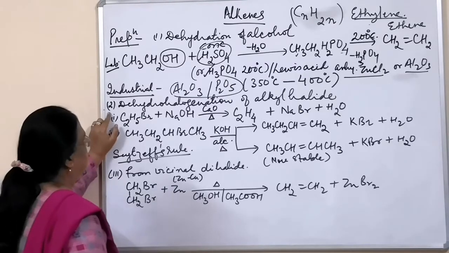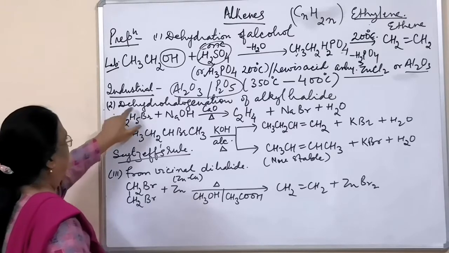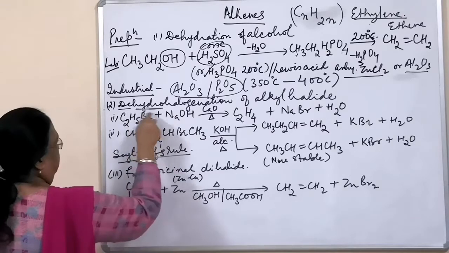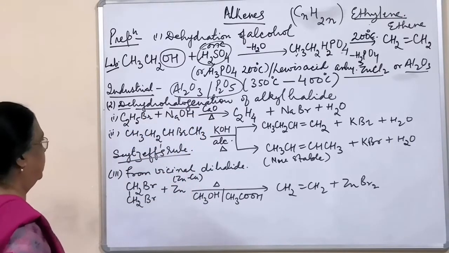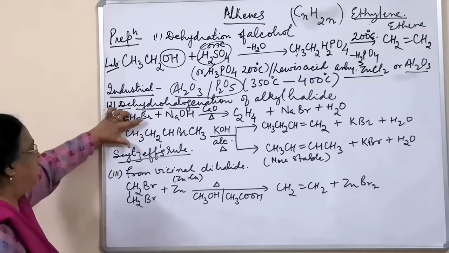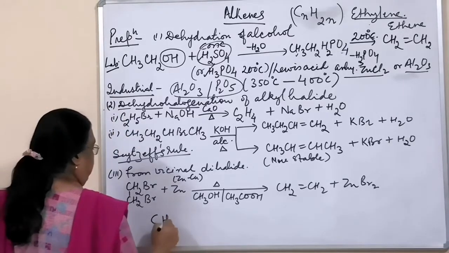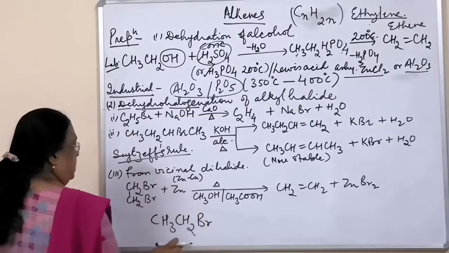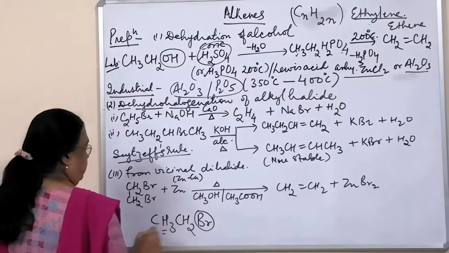Then the second method is dehydrohalogenation of alkyl halide. Dehydrohalogenation: de means removal, hydro is hydrogen, halogenation is halogen. So removal of hydrogen and halogen. First reaction is removal of one halogen and one hydrogen. If I write like this, the compound CH3CH2Br, this compound is this. So Br from here and H from here is out.